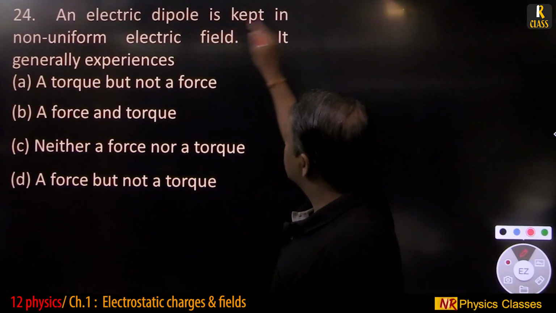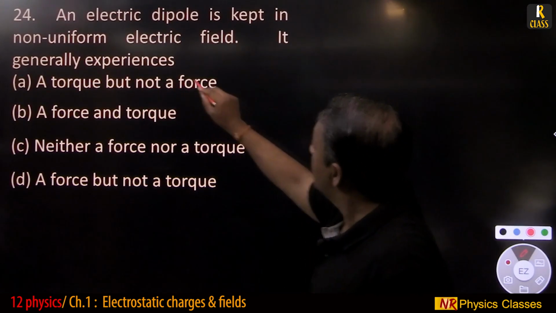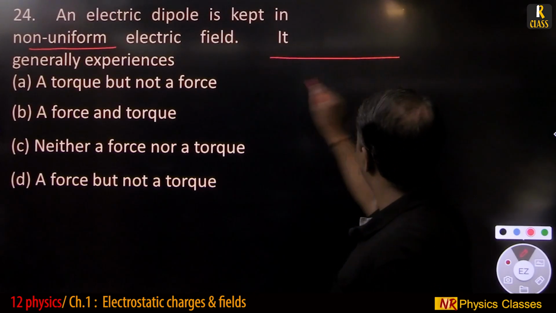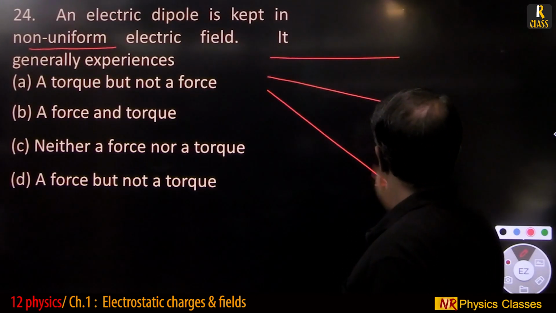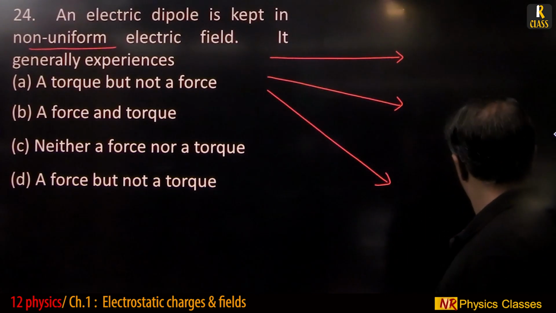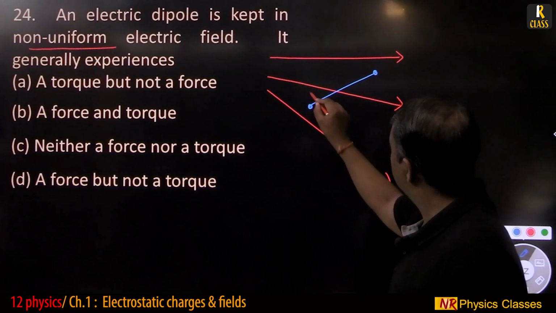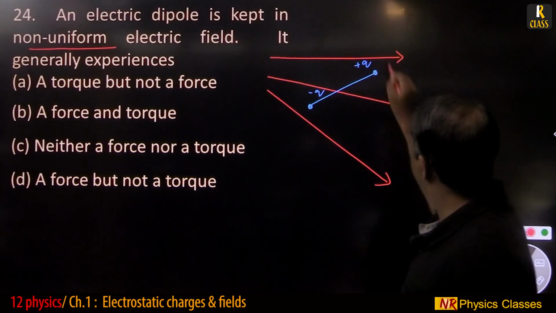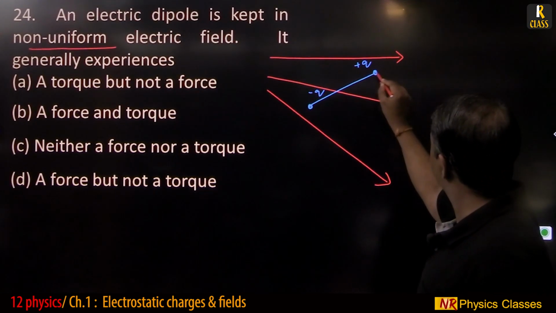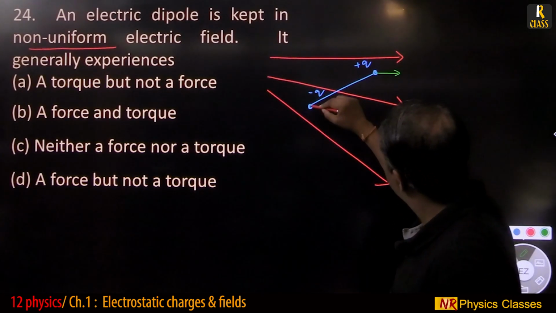An electric dipole is kept in an electric field. It generally experiences a non-uniform electric field. Let this be a non-uniform electric field. Lines are crowded means stronger field, less crowded, weaker field. If there is a dipole like this, minus Q and this is plus Q, plus Q experiences force in the direction of the field, whereas this experiences force against the direction of the field.